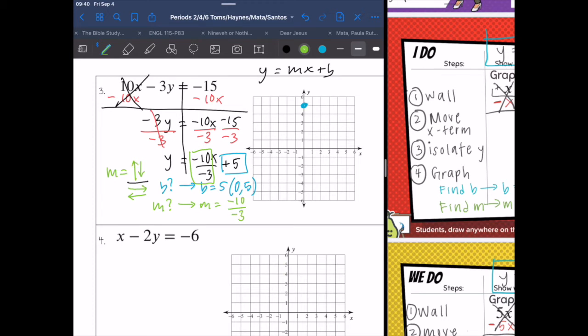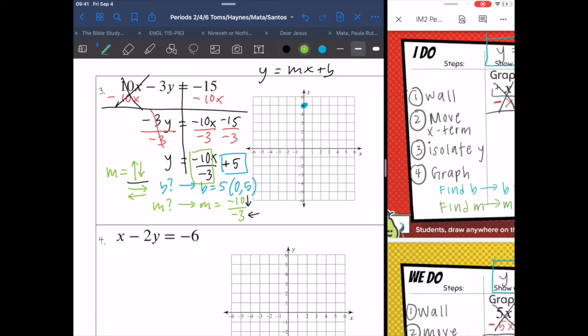Because I have to either move up or down, I have a negative sign right there, so I have to move down first. Then I look at the denominator. Am I moving left or right? I'm moving left because it's a -3. So now I move left, starting from the top right there.